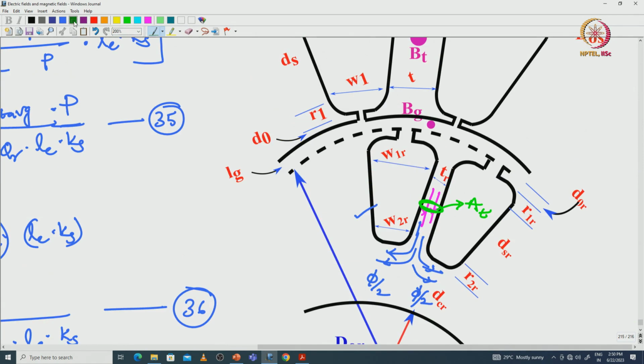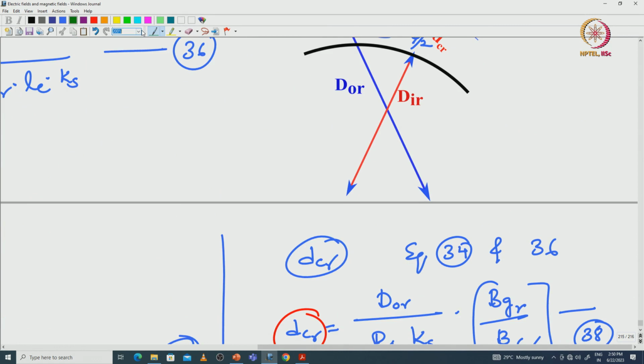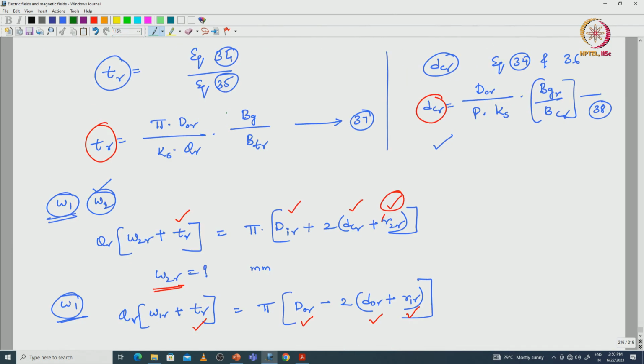So, we can find the perimeter with respect to this portion as well as this portion. W1R plus TR, and W2R plus TR, in terms of pi d, we have to represent. Then we will get equation number 39 and 40. This is equation number 39 and this is equation number 40.